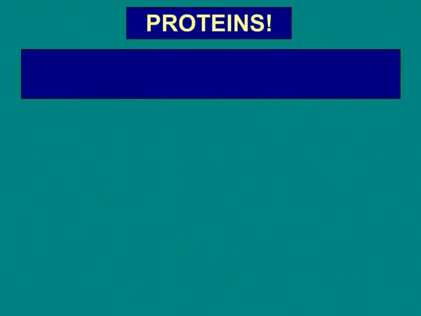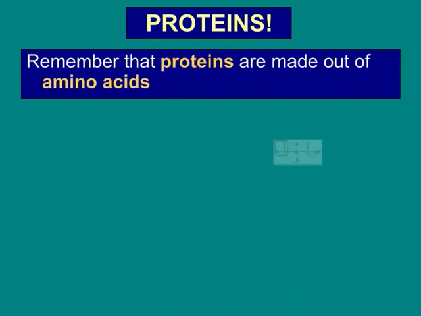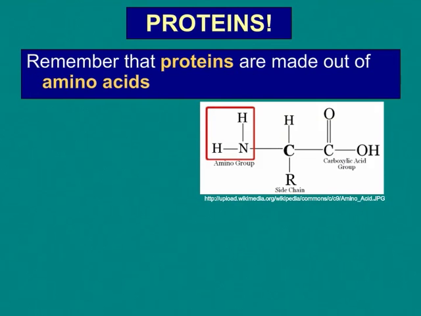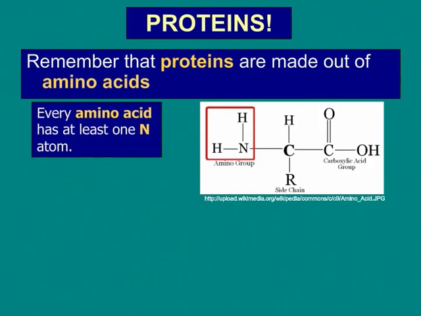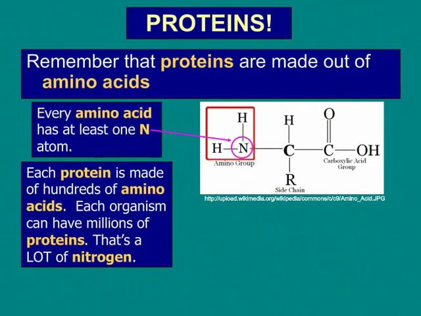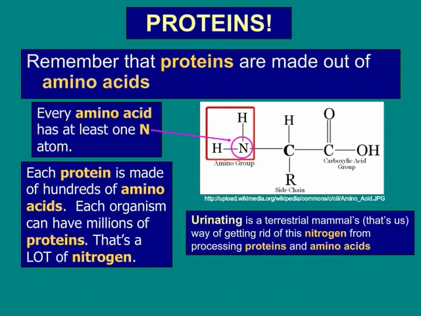Proteins, yeah. Hopefully you remember that each protein is made out of so many amino acids, and each amino acid has an amine group on the end, and in that amine group is going to be that one nitrogen. And to put this in perspective, if each protein is made of hundreds, sometimes even thousands of amino acids, and each cell can have millions of proteins, and you are made of 10 trillion of your own cells, that's more nitrogen than we can really think of. Also, please remember that urination is the way that we get rid of our excess nitrogen that comes from the breakdown of those proteins that we consume.